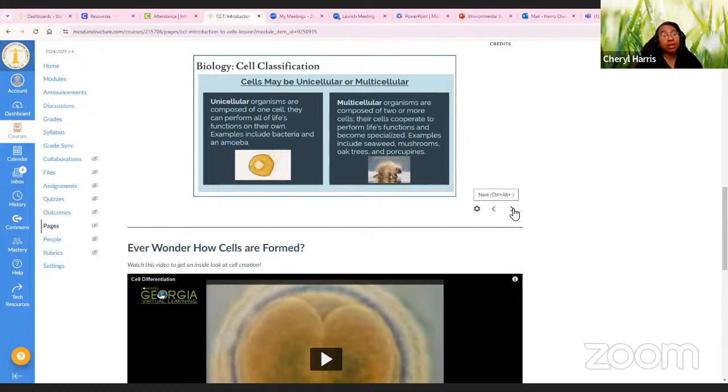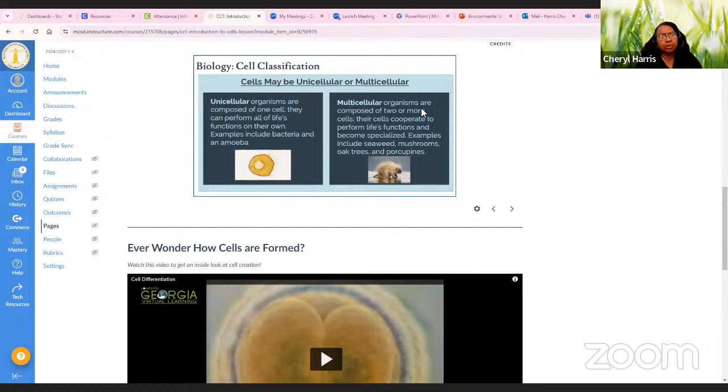There are two types of organisms. There are unicellular organisms that are only one cell big, thus the uni, and they have everything they need to function as a one-cell organism, such as bacteria and amoeba.